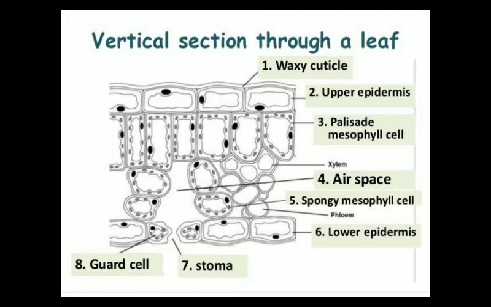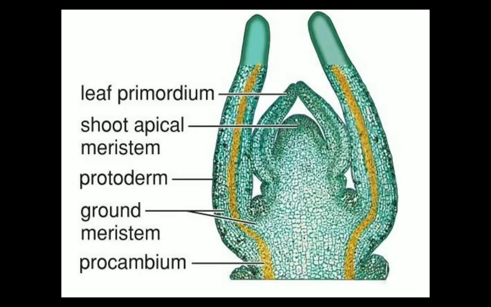The outermost structure is the waxy cuticle, and this is the upper epidermis. Below the upper epidermis, two types of cells are present. One is the palisade cell, and the second is the spongy cell. Palisade cells and spongy cells are collectively known as mesophyll cells, and inside them the process of photosynthesis takes place, because they possess numerous chloroplasts, and inside the chloroplast the process of photosynthesis takes place. So I hope this slide is clear now.